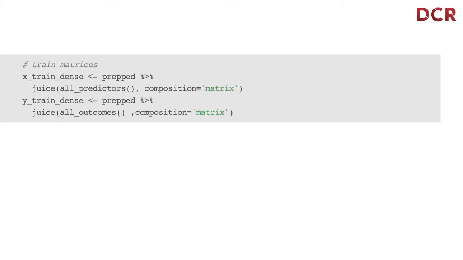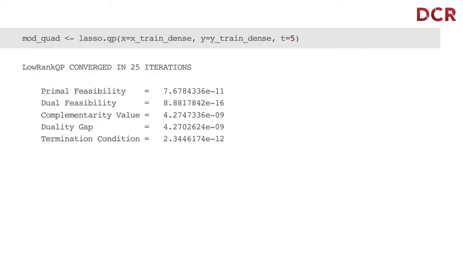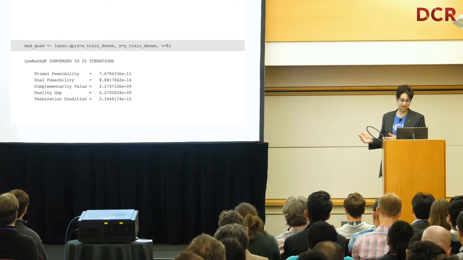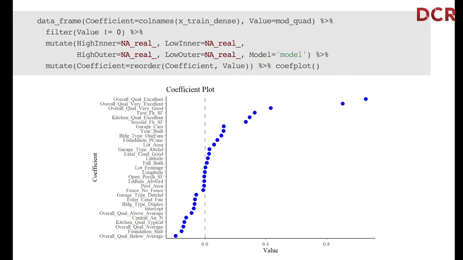We then build our matrices again, thanks to the recipes package, and then we call our function. Like this, one line of code after writing 20 lines of code. You give it your x and y, and you give it a t, and the t you would need to tune. I chose 5, and I chose it because it looked good in the pictures, and it converged in 25 iterations. And yes, there is a guarantee how quickly this will converge. I forget the exact number, but there's a guarantee it will converge in a short amount of time. We get the coefficients, and it looks like this. Nice sparsity. It didn't choose all the variables. It actually did its job.